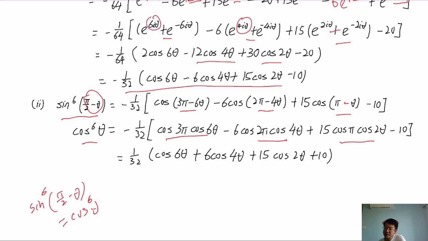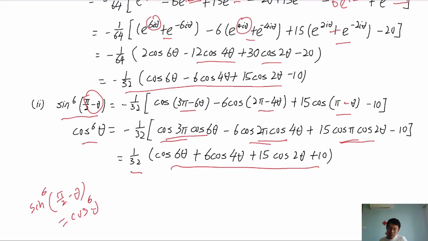So basically you use the compound angle formula, and it gives us the positive and negative signs of the terms. Because we have cos 3 pi, cos 2 pi, and cos pi, it is time to decide the values of cos 3 pi, 2 pi, and pi. Basically they are just 1 or negative 1. So at last, we will have 1 over 32, and inside there, all the terms will become positive. This is what we get for cos power 6 theta, and that is what we get for part 2.